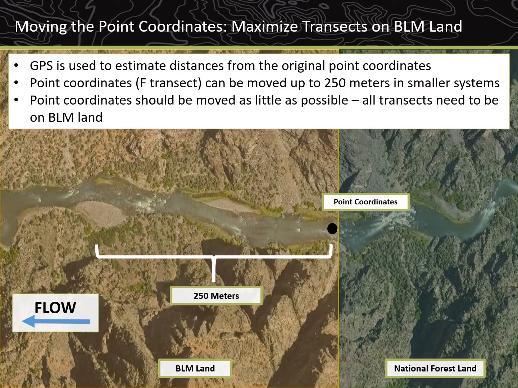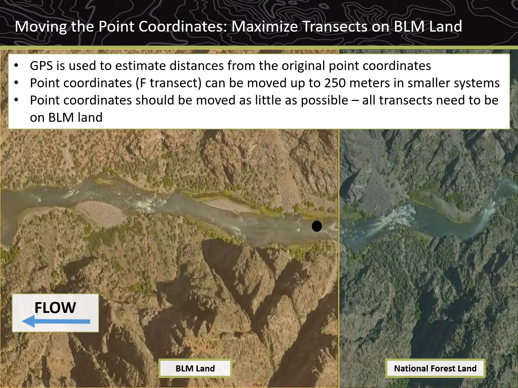In some cases, the point coordinates of a reach will need to be moved so all transects occur on BLM land. To do this, a GPS is used to estimate distances from the original point coordinates. For example, the point coordinates for this reach are located close to national forest lands. The point coordinates should be moved towards the BLM land that is downstream to enable all transects on BLM land. It is a smaller system, so the points can be moved up to 250 meters from the original point coordinates. The GPS shows that the BLM boundary is 30 meters from the original point coordinates, so the original point coordinates can be moved so that all transects fall on BLM land.